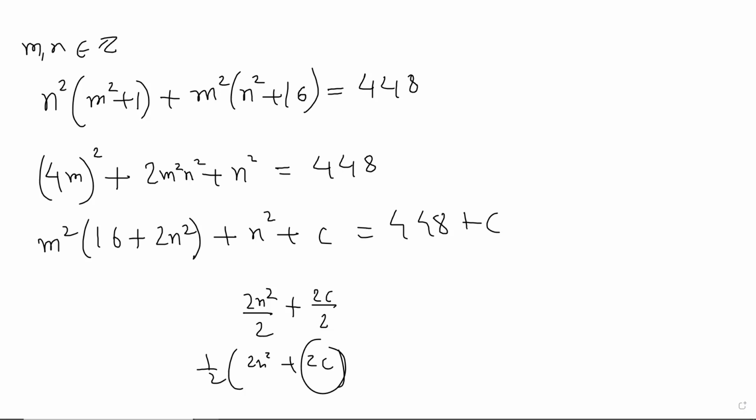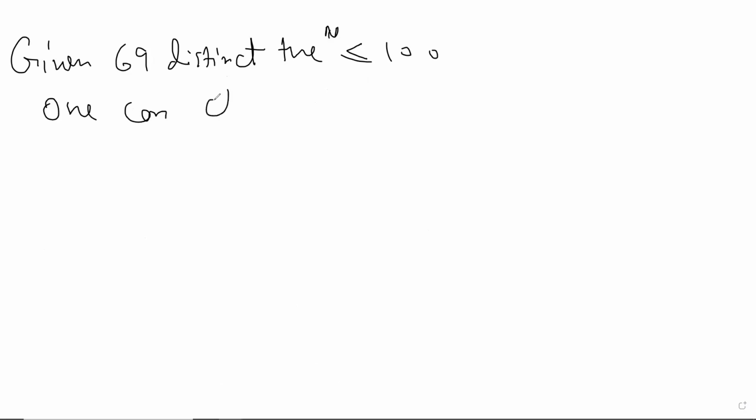Given 69 distinct positive integers not exceeding 100, prove that one can choose 4 of them, A, B, C, D, such that A is less than B is less than C, strictly, there's no equal to. Oh, sorry. One can choose A less than B less than C, and A plus B plus C is equal to D.